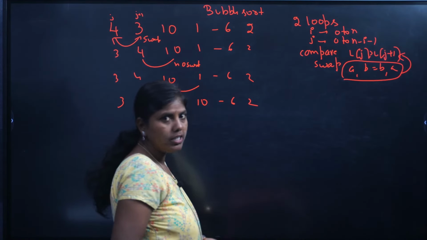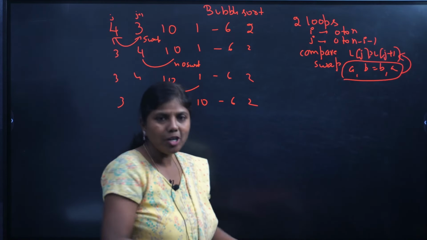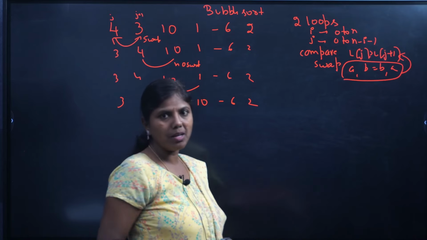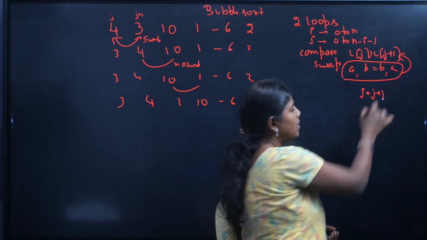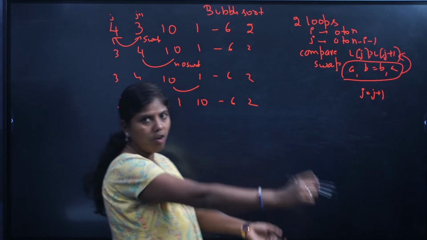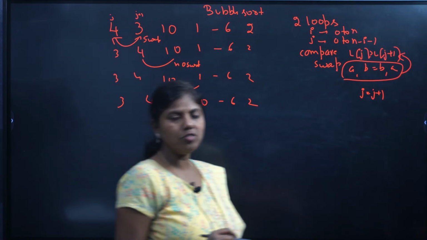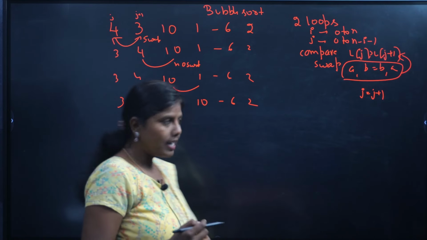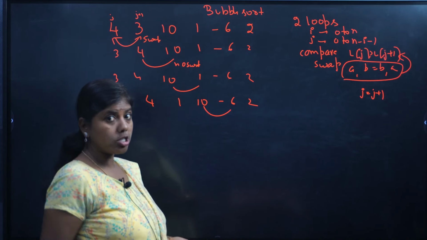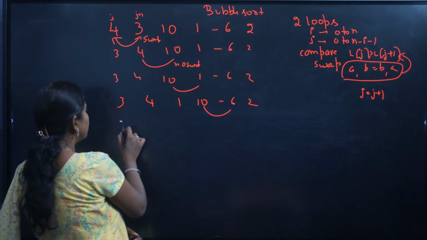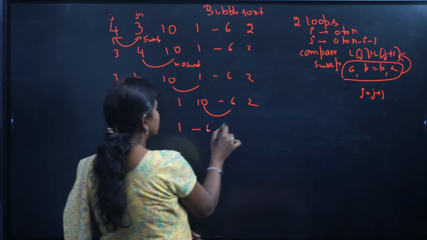Again you move forward, means in the forward direction I'm comparing. Remember that every time you do it, increment the value of J: J is equal to J plus 1. Clear? After that, I'll compare 10 and minus 6. 10 is greater, so 3, 4, 1, minus 6, 10, 2.